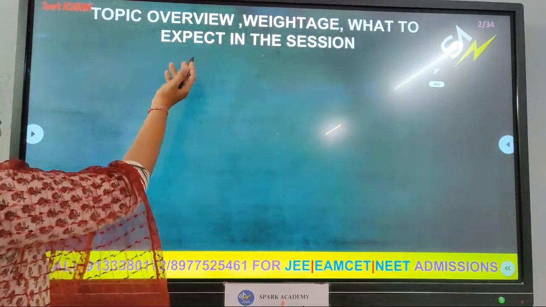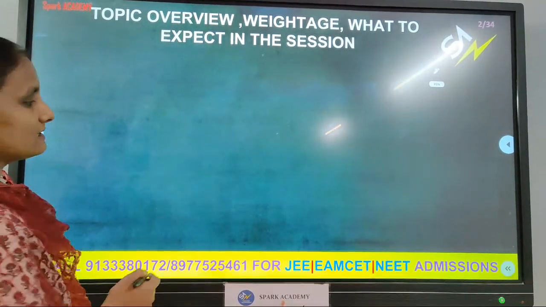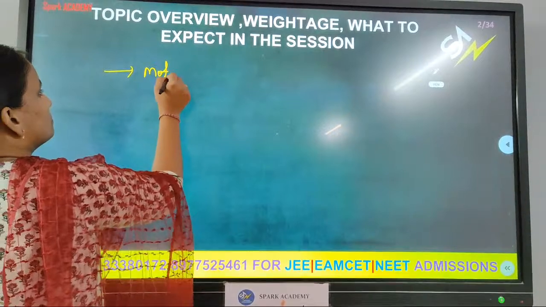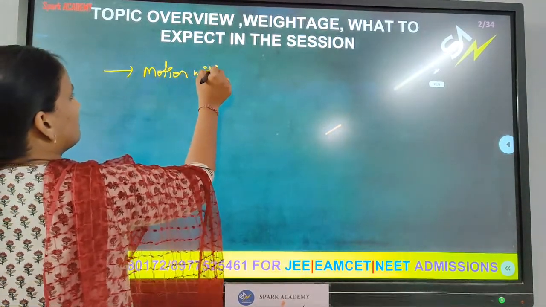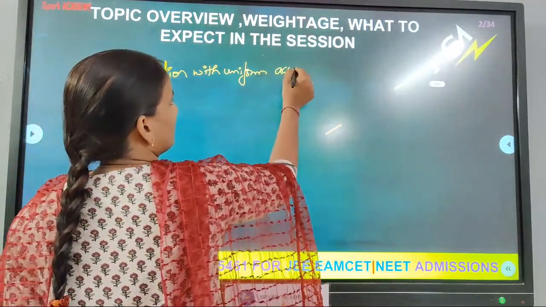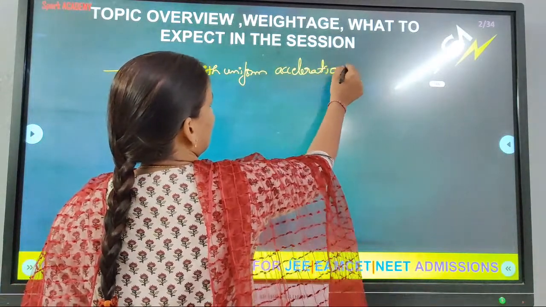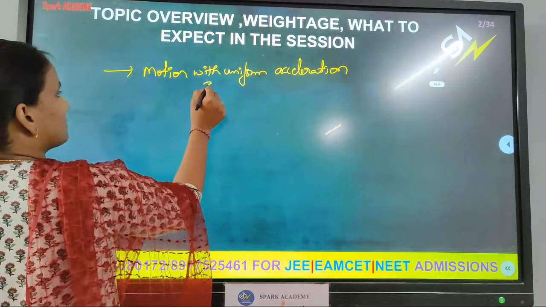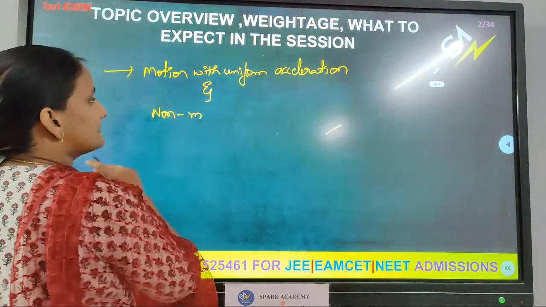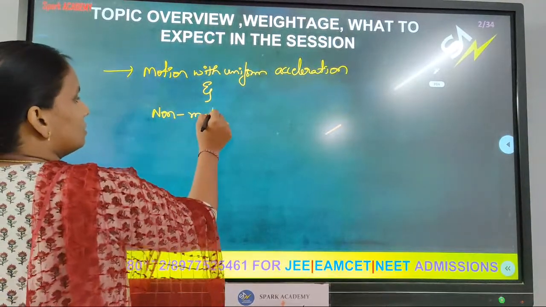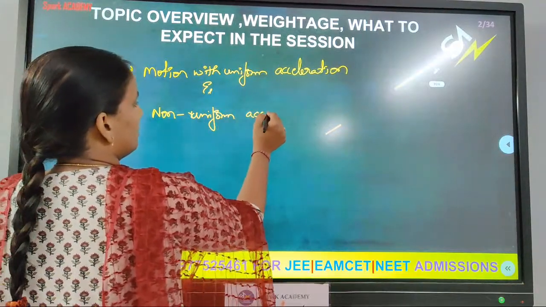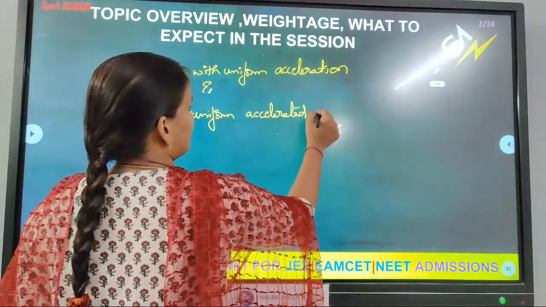So let us see the topic overview, weightage, and what to expect in this session. Today I would like to discuss motion with uniform acceleration and non-uniform accelerated motion. This is the overview of this session.